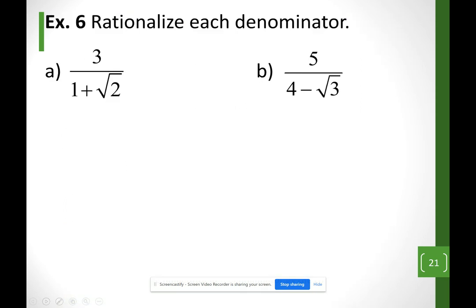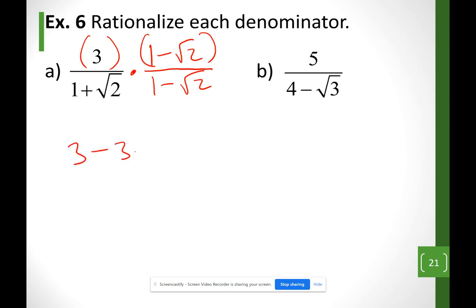Now, let's take a look at this other case. What if at the bottom, I have a plus sign or a minus sign? Now, how do I get rid of that? Let me start by multiplying by a fraction, but my fraction is going to be 1 minus the square root of 2. Notice that my plus sign, I changed it to a minus sign. Now let's take a look at the top. Let me multiply the 3 to the parentheses. That's going to give me 3 minus 3 radical 2.